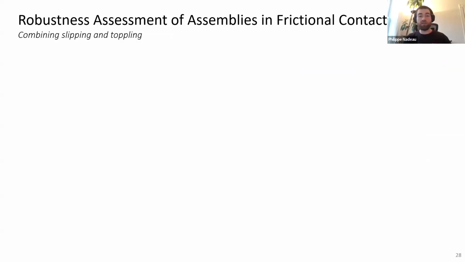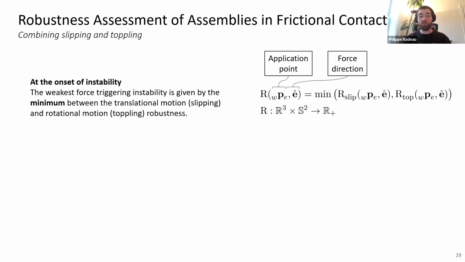So after having dealt with the translational and the rotational situations, we can now combine their results. And this is quite simple, in fact, because the force that will trigger instability is the weakest between the one triggering slipping and the one triggering toppling. So here we define the robustness to an external force in direction E hat applied at point P to be the minimum between the slipping and toppling robustness.